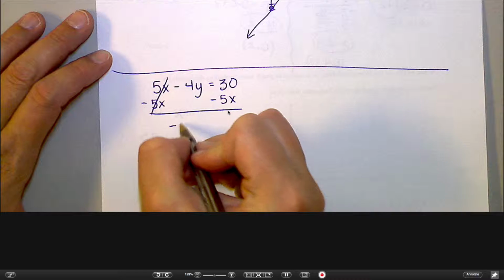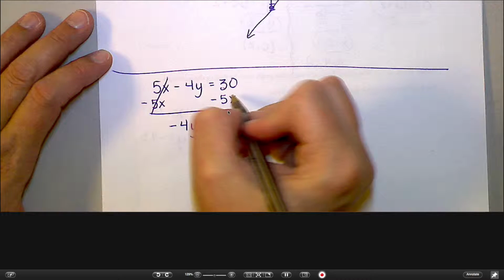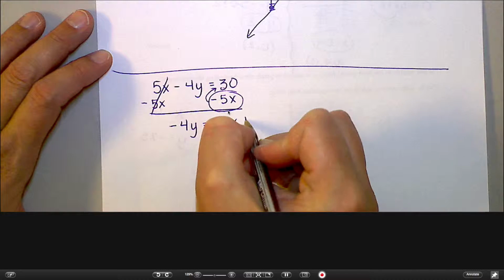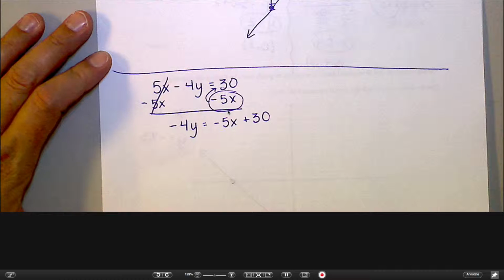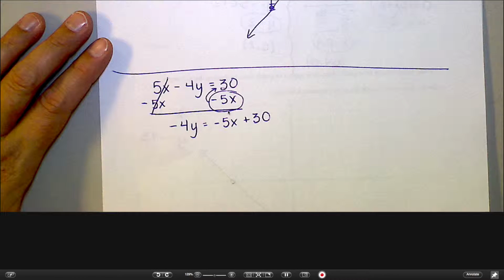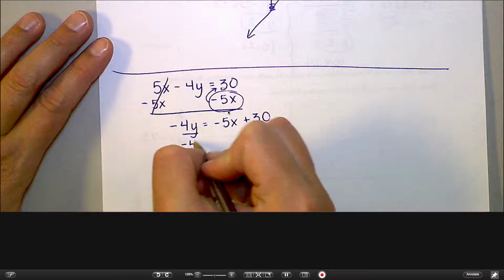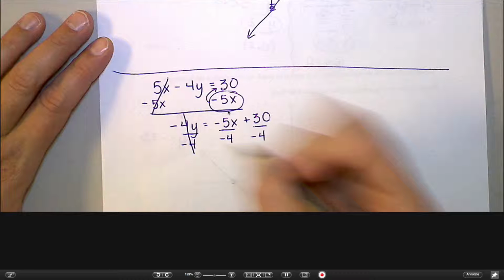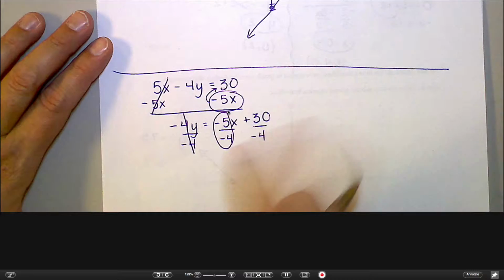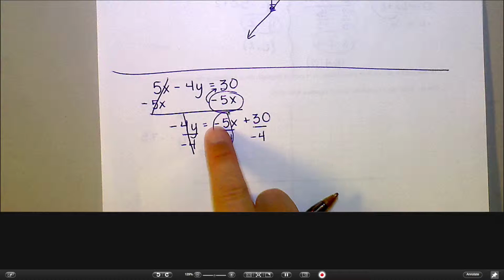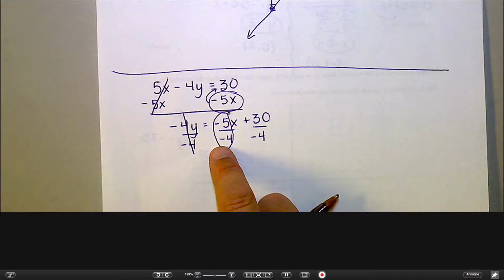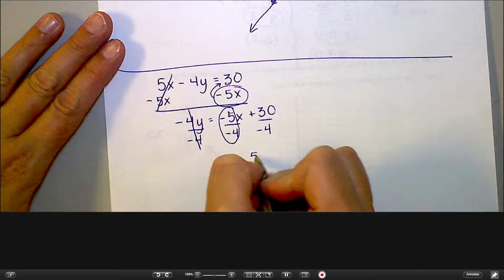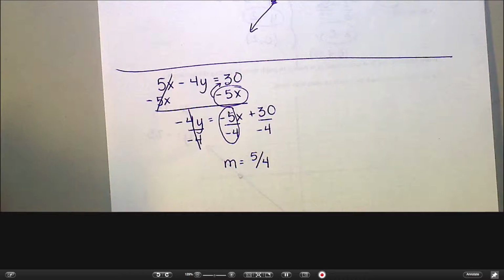Okay, so I end up with negative 4y equals, this is going to kind of nudge its way in front of the 30, so negative 5x plus 30. And then? You divide by negative 4. Yep. Divide by negative 4, divide by negative 4. Okay. And notice this right here is going to be your slope. Now, the fact that they're both negative, what does that do to it? Makes it positive, right? So we would say in this one, our slope is 5 over 4, right?